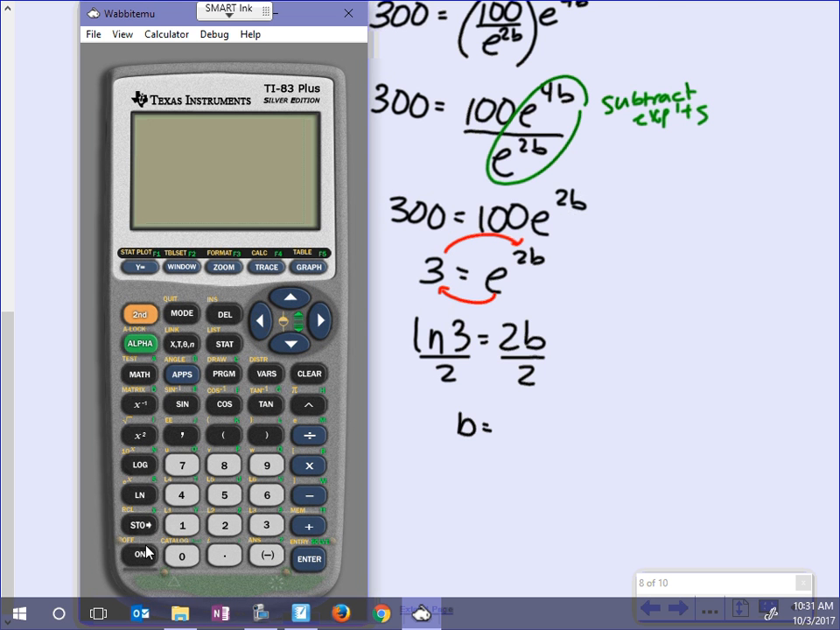I'm okay at this point in this problem if you go ahead and get the value of b as a decimal. I would just say don't round to the tenth. You're going to see me here when I do natural log of 3 divided by 2. I'm going to say maybe go 4 numbers after. It just gets me a better answer in the end. So 0.5493 is my b value.